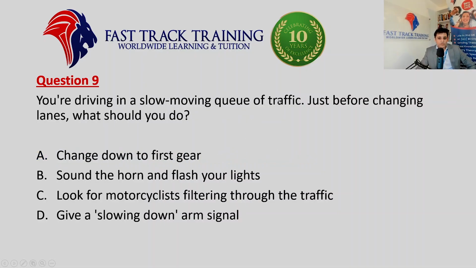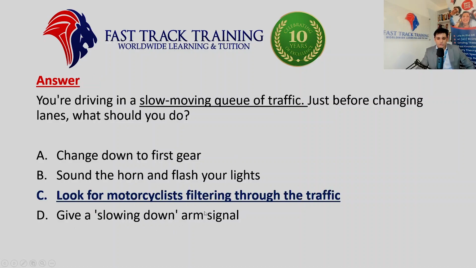You're driving in a slow-moving queue of traffic. Just before changing lanes, what should you do? Change down to first gear, sound the horn and flash your lights, look for motorcyclists filtering through the traffic, give a slowing down arm signal. So the correct answer is look for motorcyclists filtering through the traffic. So slow-moving traffic, look for motorcyclists filtering. What does filtering mean? It means that they're going through in between the cars and you have to keep an eye open for them. So if you're going to overtake, check your mirrors for any cyclist, check again, check your blind spot, then overtake.